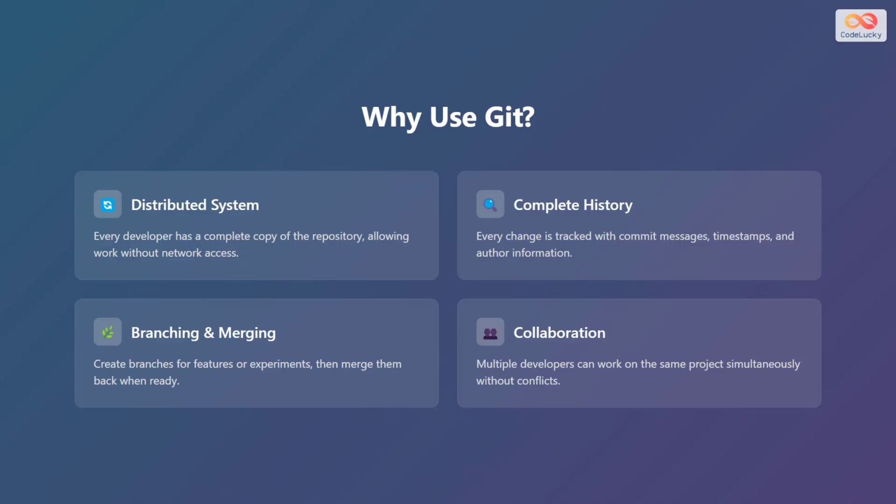Git also allows branching and merging. You can create branches for features or experiments, then merge them back when ready. And Git allows easy collaboration. Multiple developers can work on the same project simultaneously without conflicts.